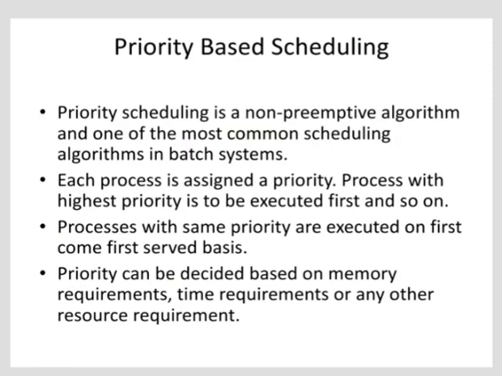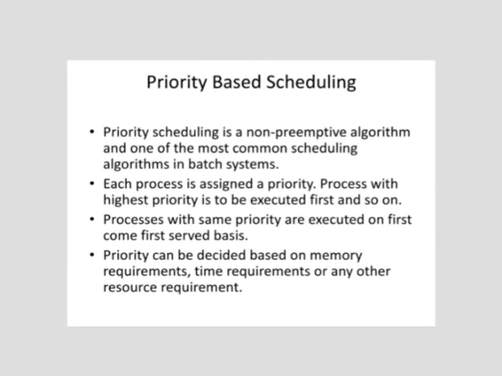Next is priority based scheduling. Priority scheduling is a non-preemptive algorithm and one of the most common scheduling algorithms in batch systems. Here each process is assigned a priority. The process with the highest priority is to be executed first and so on. Processes with the same priority are executed on a first come first serve basis. The priority can be decided based on memory requirement, time requirement, or any other resource requirement.